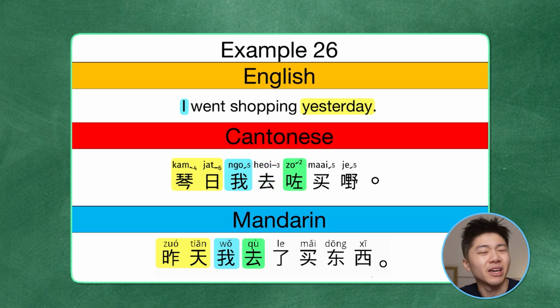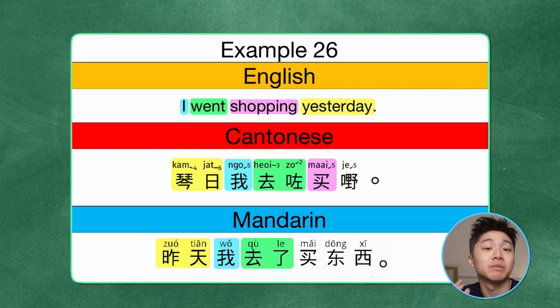And then 咗 means like I went in the past. Completed action. In Mandarin, 了. That's a grammar lesson for another day. 買嘢 means to buy stuff. 買 means buy, and then 嘢 means stuff. In Mandarin, 買 means to buy, and 東西 means stuff.